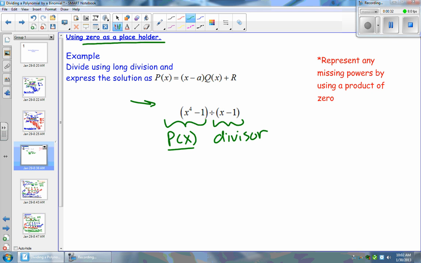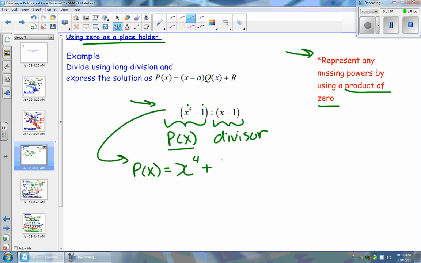We start with the power of 4 and we end with a constant which has a power of 0. Now we are missing powers in between those two terms, so we have to rewrite it as follows. P of x is equal to x to the power of 4, and we need to represent a missing power of 3. And how we do that is we take a look at my little paragraph over here, represent any missing powers by using a product of 0. So we are missing a term with the power of 3, so we make up for that by multiplying by 0. So 0 times x to the power of 3 makes up my next term.